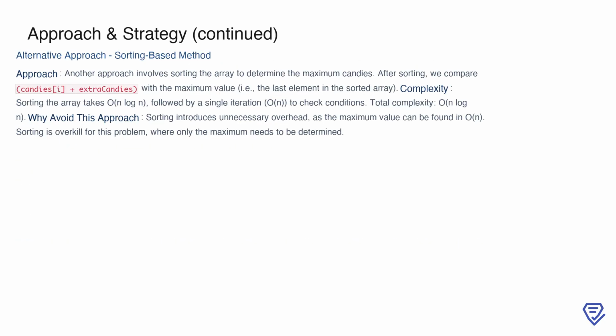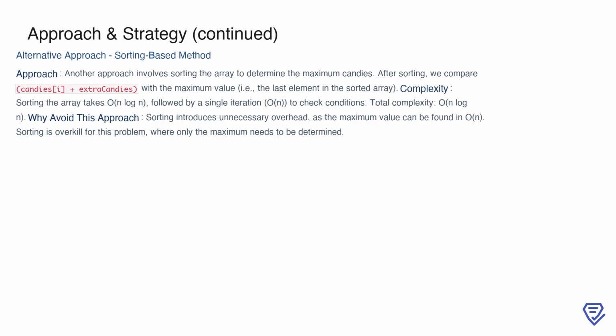Another possible solution involves sorting the array to determine the maximum number of candies. After sorting, the maximum value would be the last element in the array. We would then iterate through the array, checking whether candies[i] plus extra candies meets or exceeds this maximum value. However, this approach has a higher complexity due to the sorting step, which requires n log n time. The subsequent iteration to check conditions adds n, resulting in a total complexity of n log n.